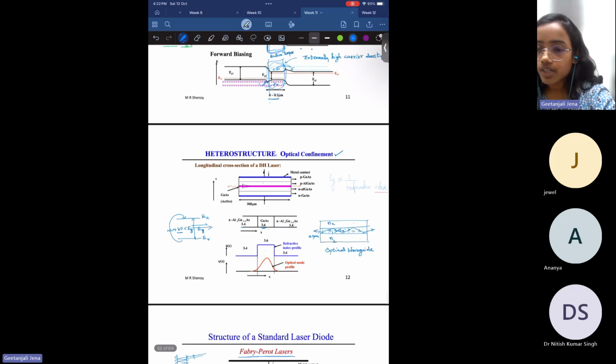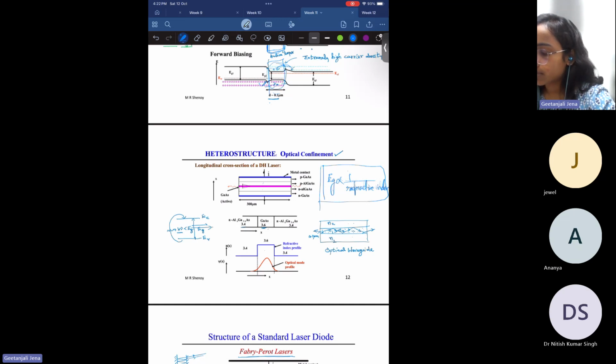The other advantage of using a heterostructure is the optical confinement. For this, you have to remember the relation between how the refractive index is qualitatively related to the band gap energy. So Eg, which is the band gap energy, is inversely proportional to the refractive index. That means the material with lower band gap energy will have a higher refractive index, and the material with higher band gap energy will have a lower refractive index.